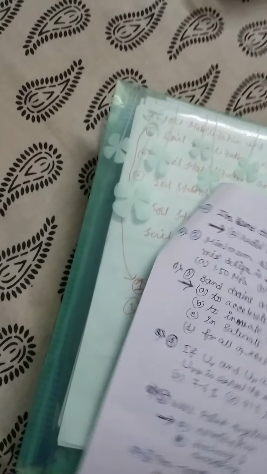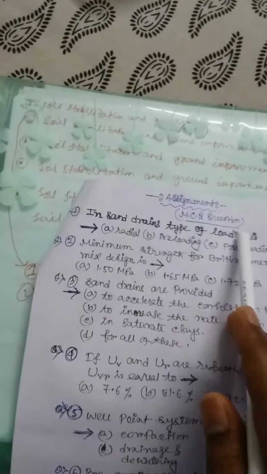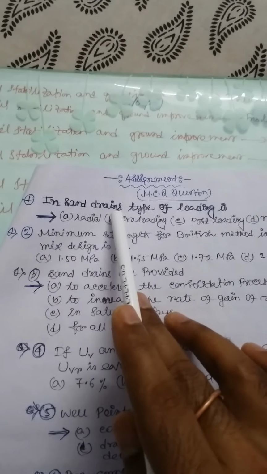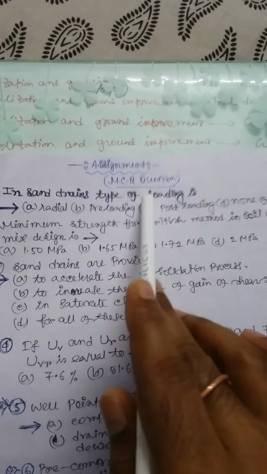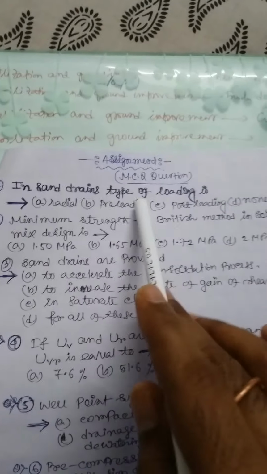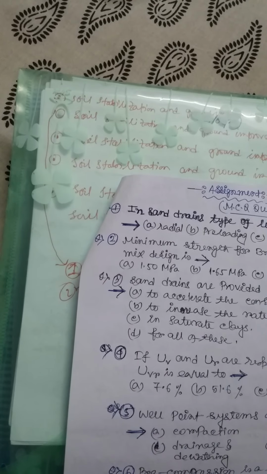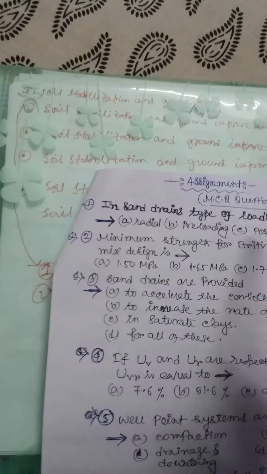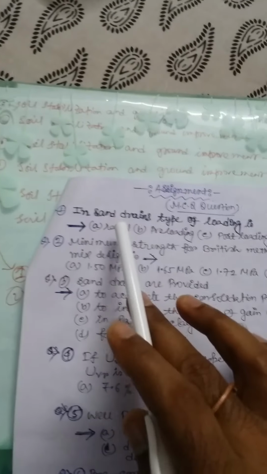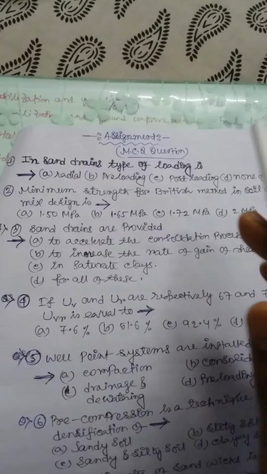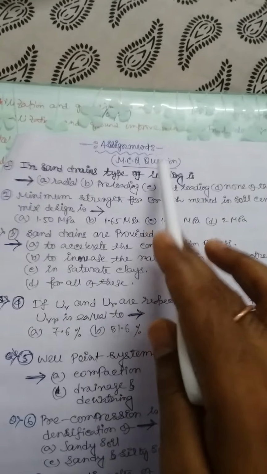Now comes the MCQ questions. First question, in sand drain, type of loading is: radial, preloading, post loading, none of these. This is the assignment. You can answer this question. Do it, this is an assignment for you.